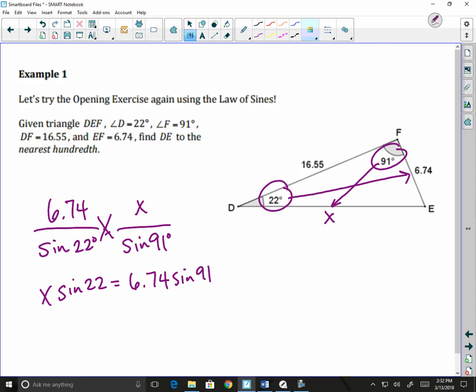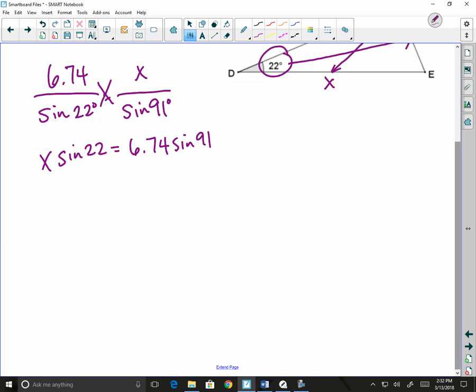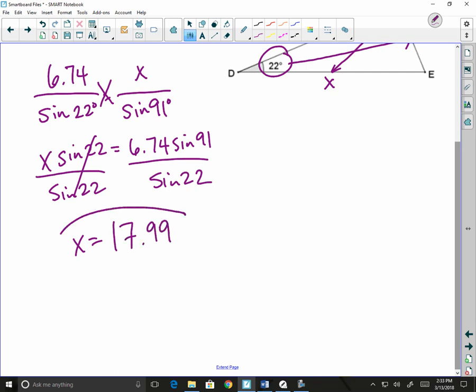Remember at the beginning of this, when we first started to look at trigonometry, we said variables and numbers always go before the trig function. Then we could divide both sides by the sine of 22. So we get x equals whatever that comes out to be in our calculators. So I have 6.74 sine of 91, end the parenthesis, divided by the sine of 22, and I get 17.99. If you're not getting that answer, you're getting something different. Check to make sure that you put a division symbol in, that you have parentheses, and check that you're in degree mode. So in the calculator, it should look like this.